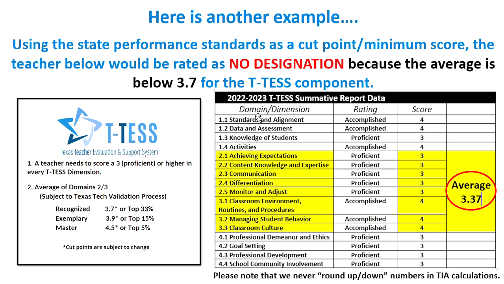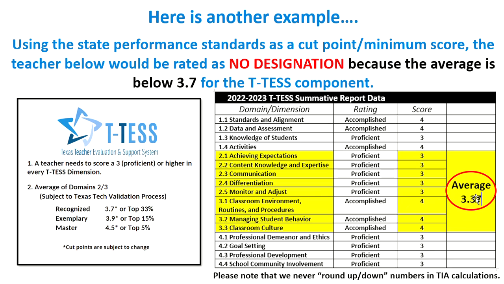Here's another example. We have dimensions 2.1 through 3.3. We have our ratings that were turned into scores, and we averaged it out. 3, 3, 3, 3, 3, 4, 4, averages out to a 3.37. Notice that the lowest level you can get in TIA designation is recognized, and you must reach at least a 3.7 to get that level.